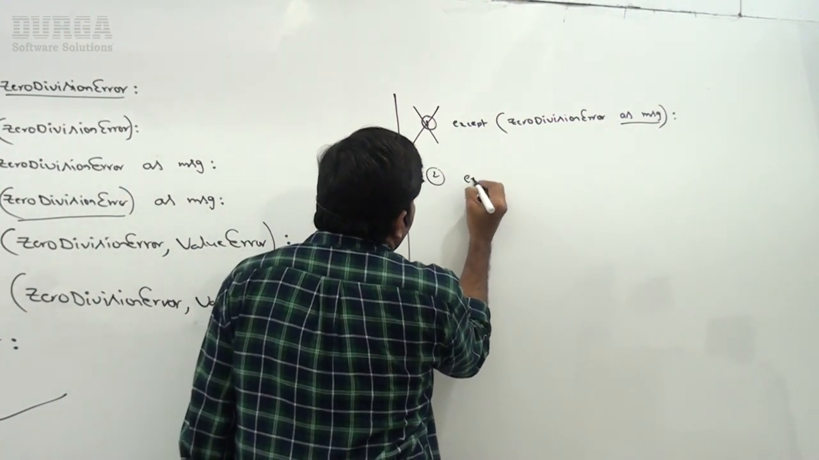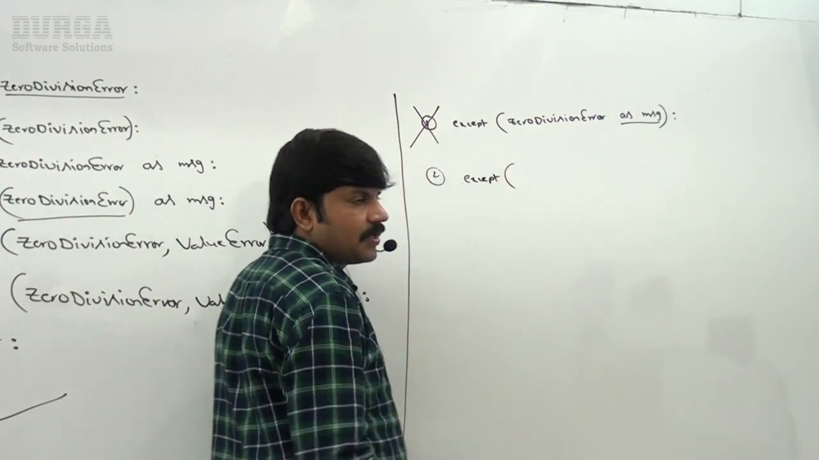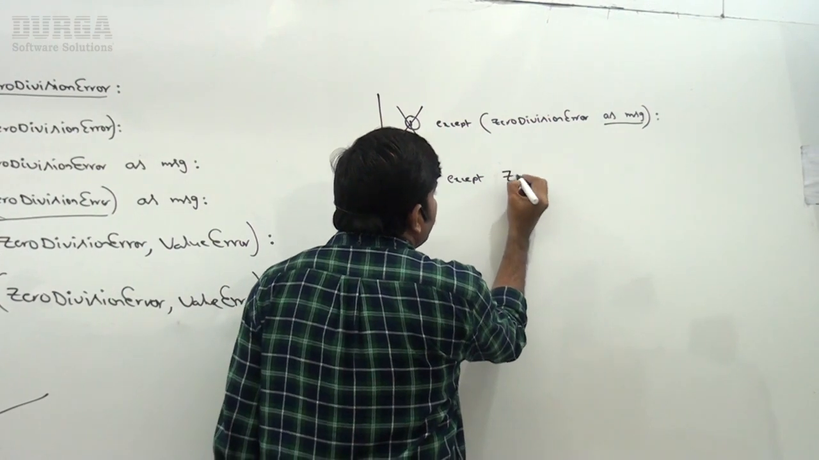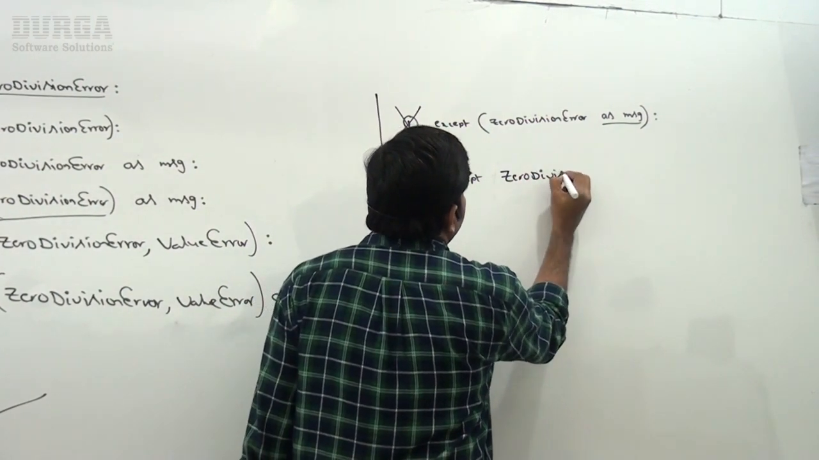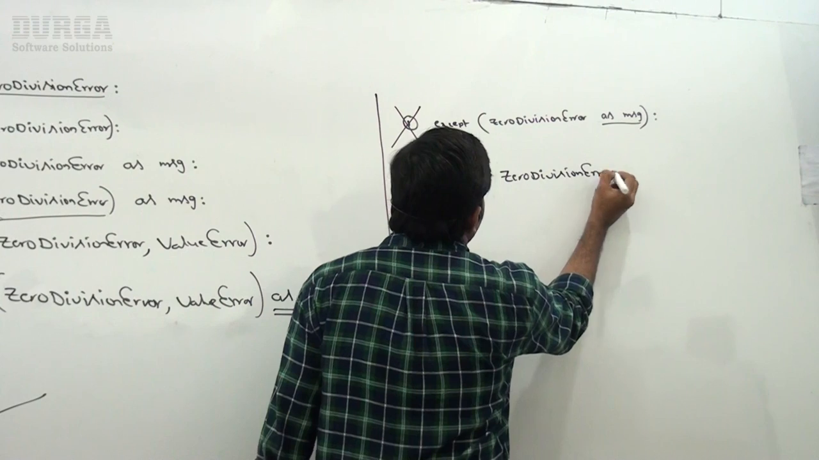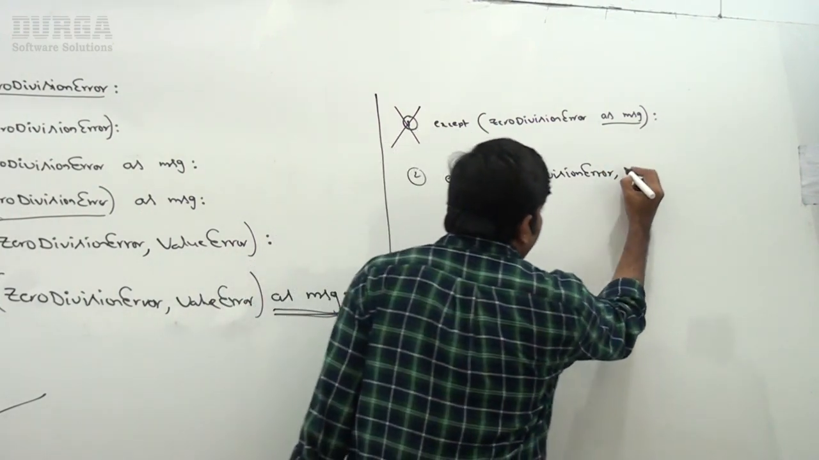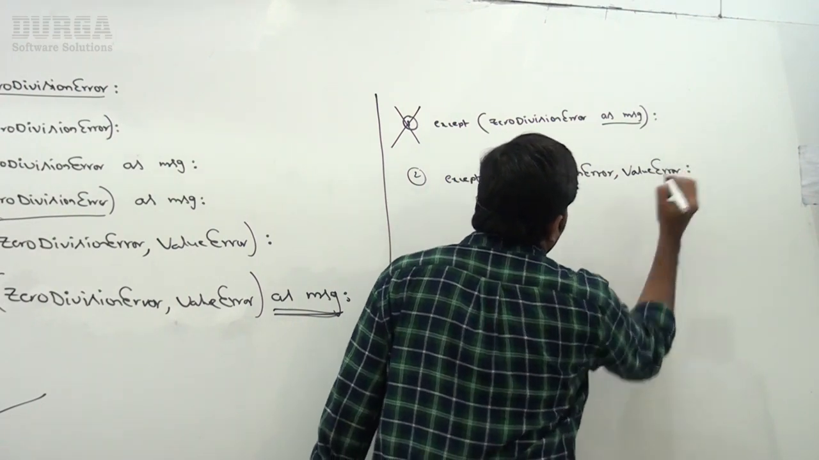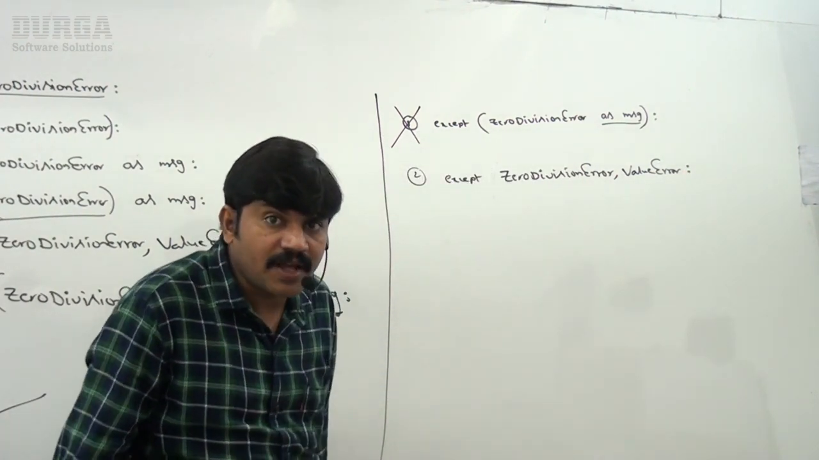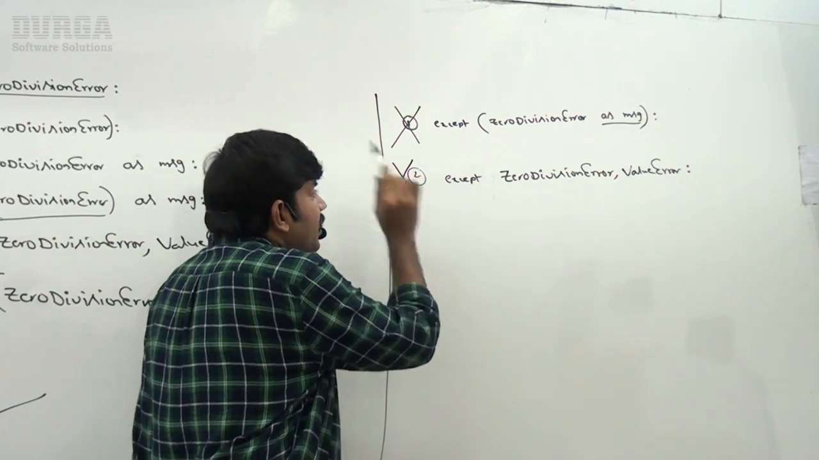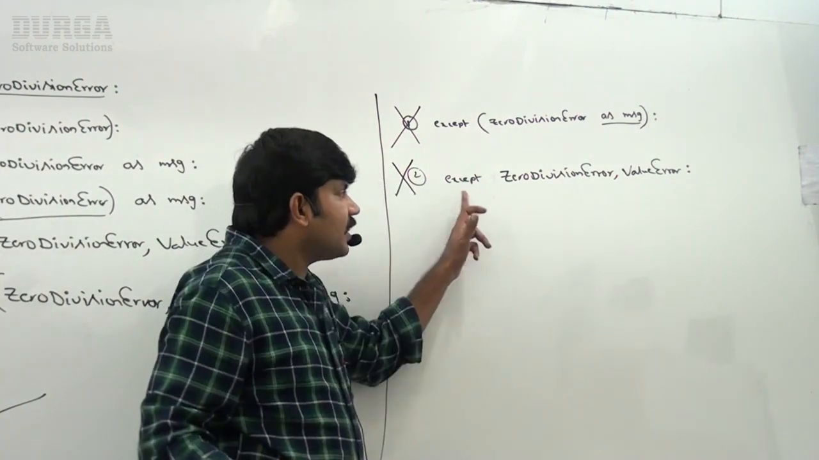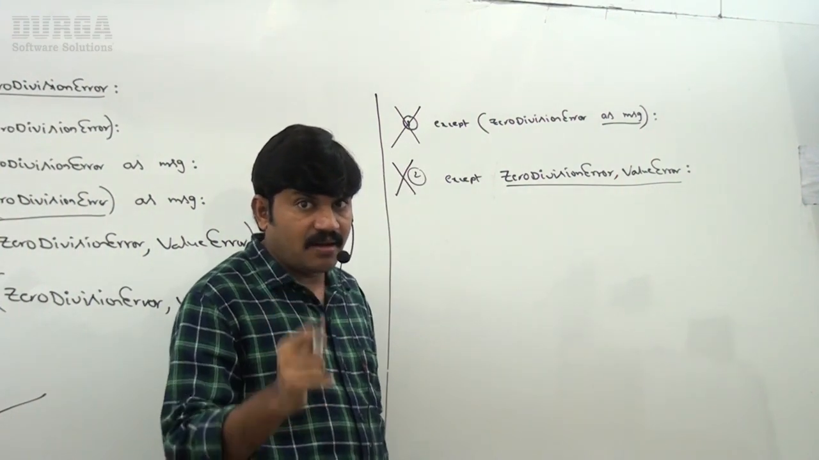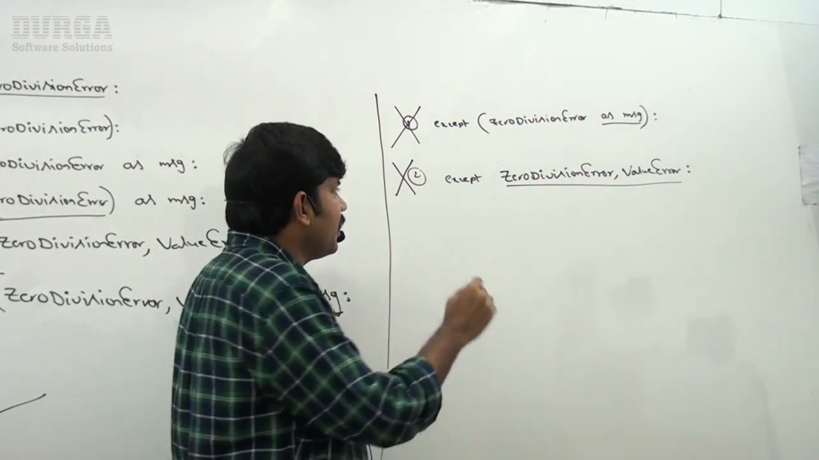Now I'm taking except ZeroDivisionError, comma ValueError, without parentheses, like this. Can you please confirm? Is it valid or invalid? Invalid. What is the reason? If you want to write an except block that can handle multiple exceptions, parentheses are mandatory. That's why it is invalid, right?